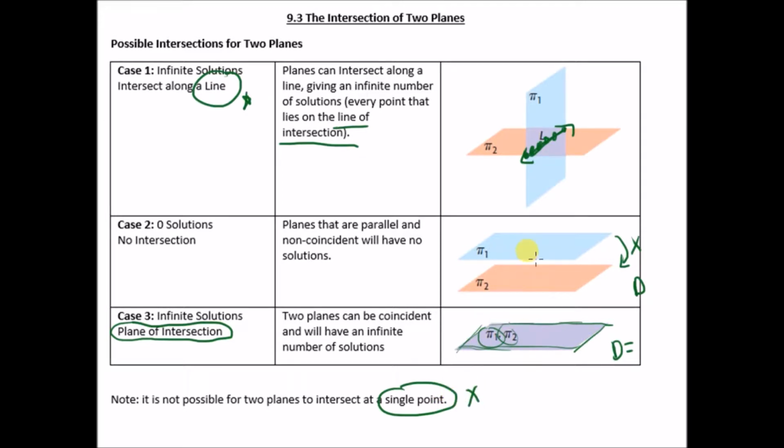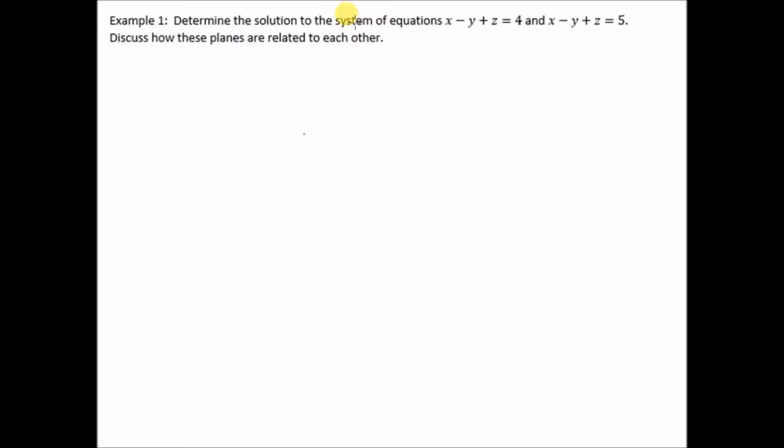So no, it's not possible for two planes to intersect at a single point. This does not make sense. It's either zero, a line, or an entire plane. So let's take a look. Example one, determine the solution to the system of equations for these two planes. And then we're going to discuss how they're related to one another.